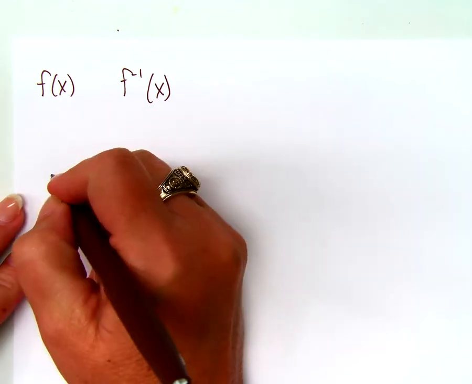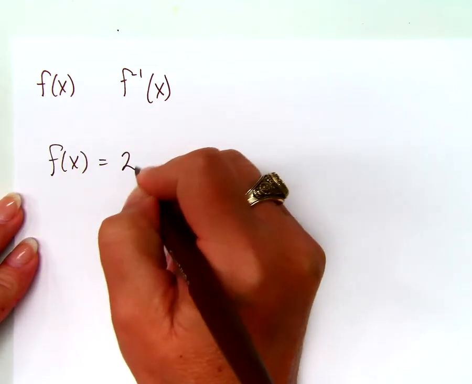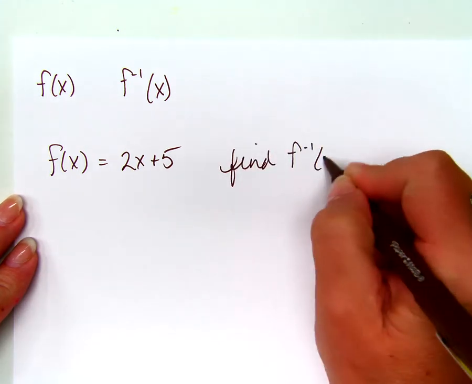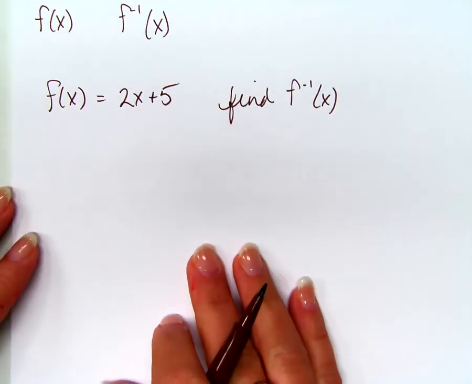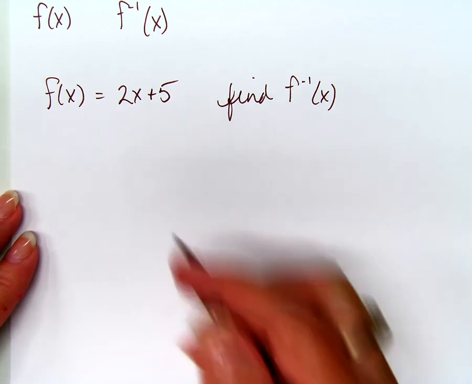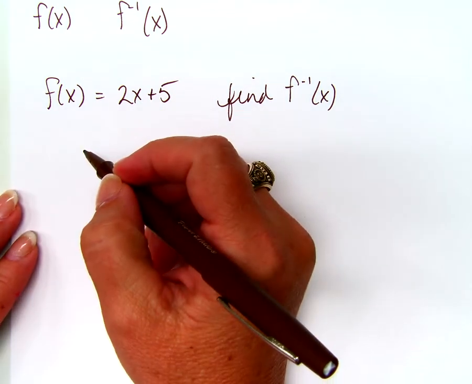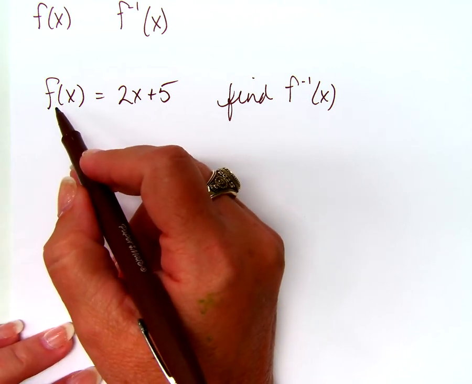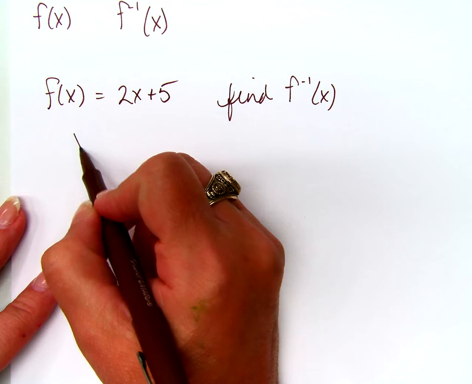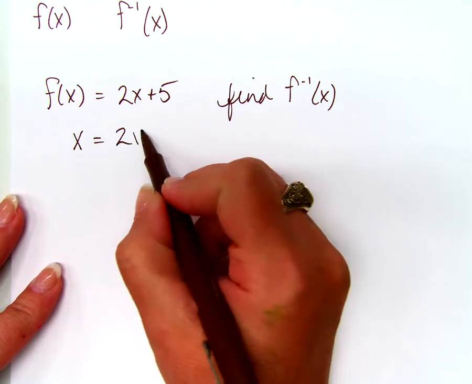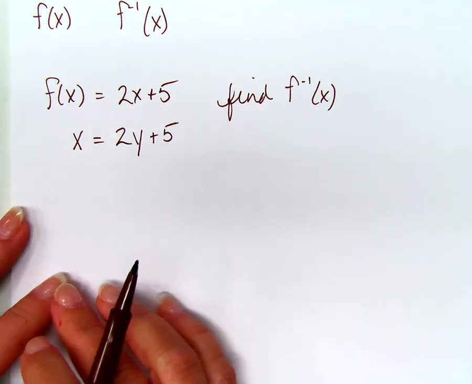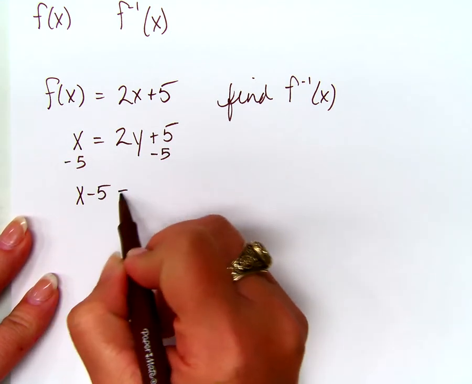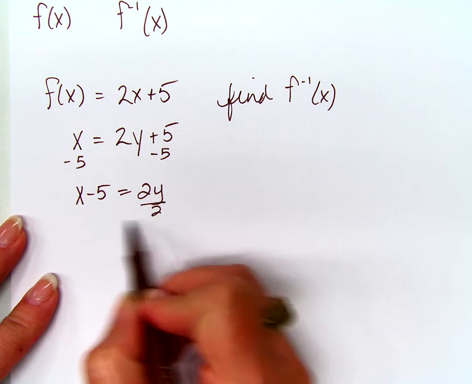Inverse. So if I say f of x equals 2x plus 5, find f negative 1 of x, or find the inverse of x, how do I do that? Switch x and y and solve for y, right? We know this represents y. It's not the same thing as y, you know that, but it's similar. And in this case, it's representing y, right? So if I switch x and y, I get x equals 2y plus 5. How do I solve for y? Minus 5. X minus 5 equals 2y. Divide by 2 on both sides.